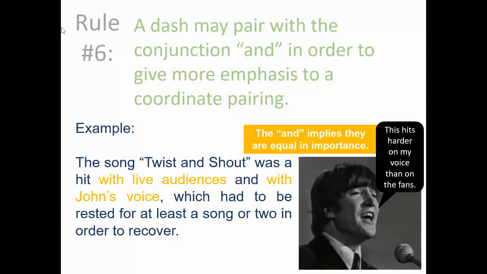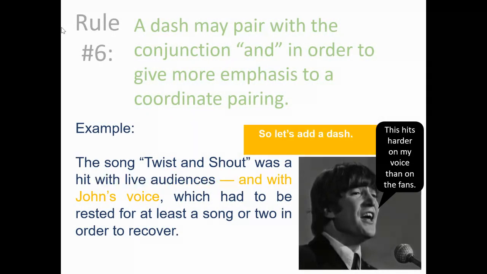But what if it actually hits harder on John's voice than on the fans? What if I want to really hit that second prep phrase more than the first prep phrase? Well, one thing I could do as a writer is use a dash and. So if I said the song Twist and Shout was a hit with live audiences and with John's voice, just by adding that dash and is now my way of hitting that second half more than the first half and giving it more emphasis.